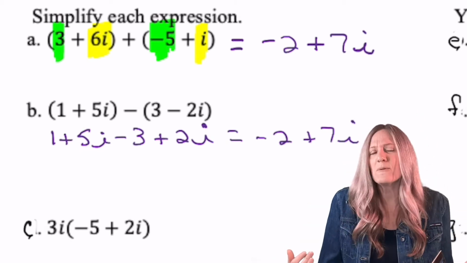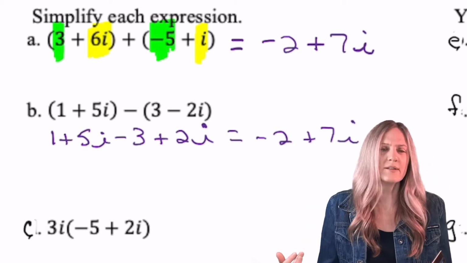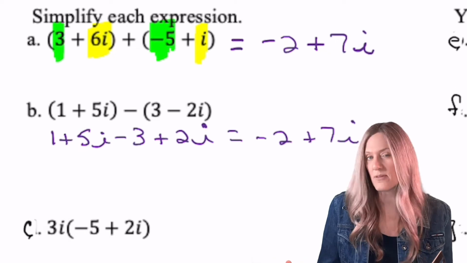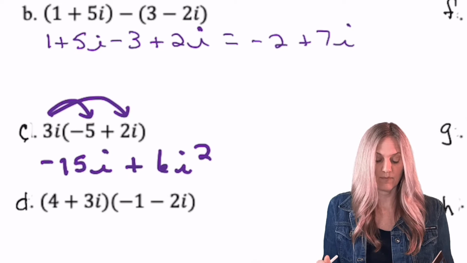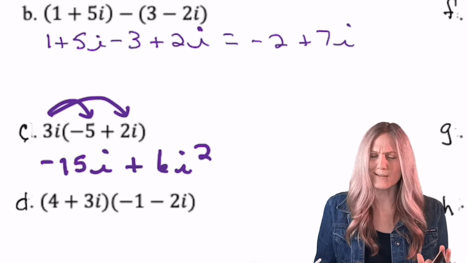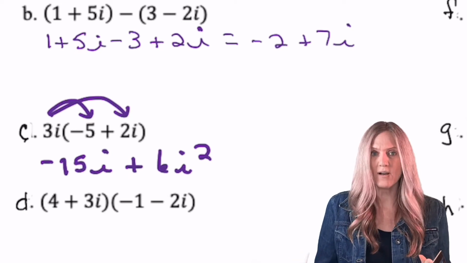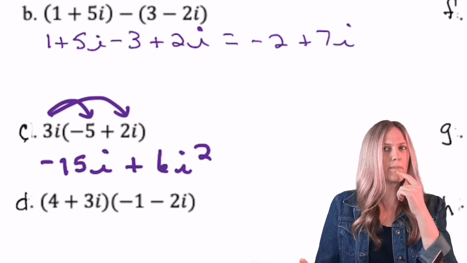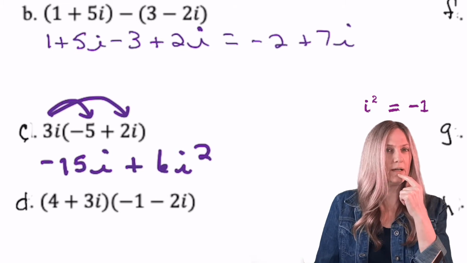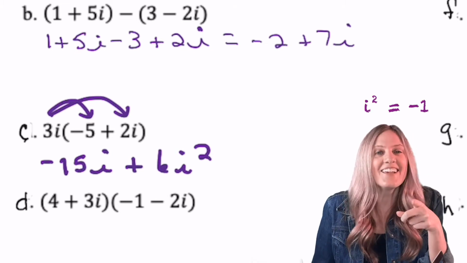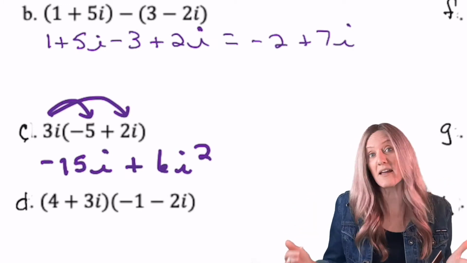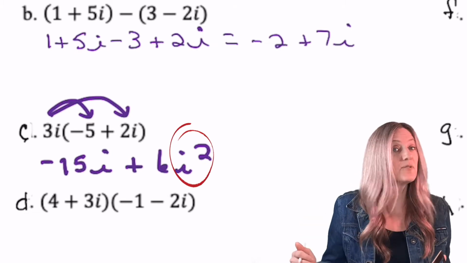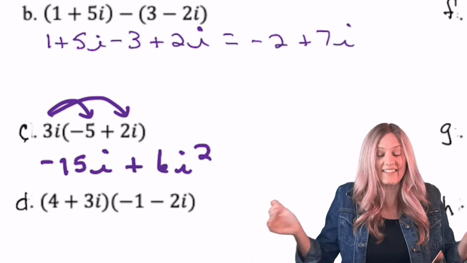Example C, all we're doing is multiplying by a monomial. No worries. Let's distribute 3i. Whoa, this looks a little, not sure. Wait a second. Remember back when things got real? Yes, i squared is -1. So 6i squared is not 6i squared. It's 6 times -1. That's -6.